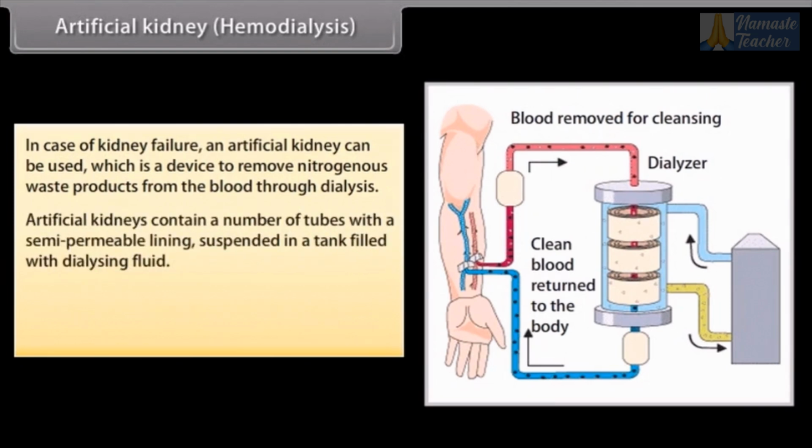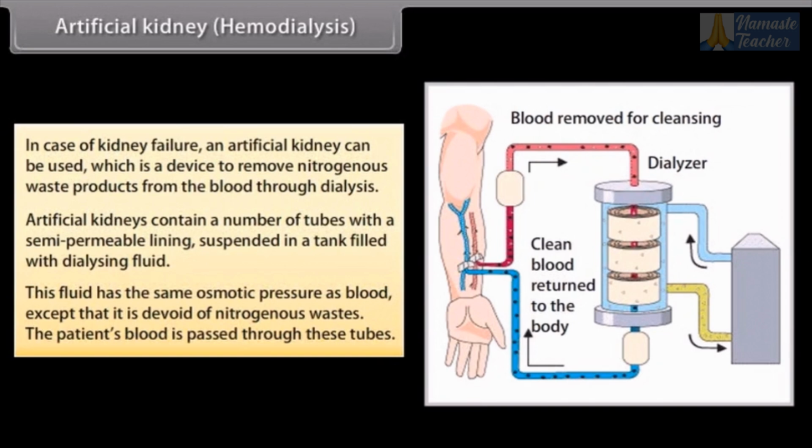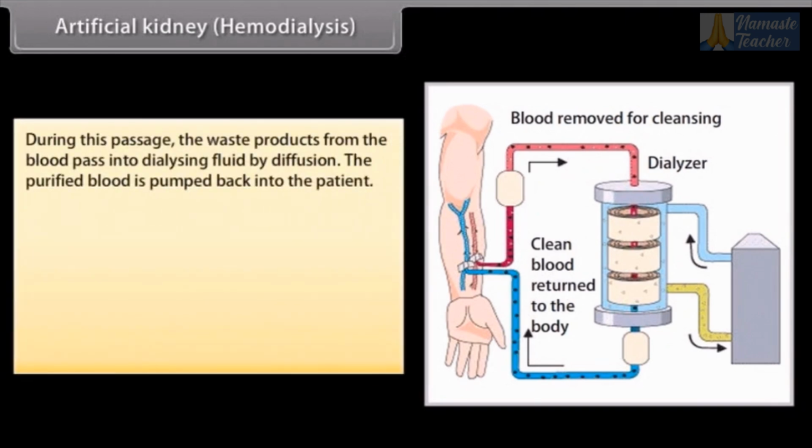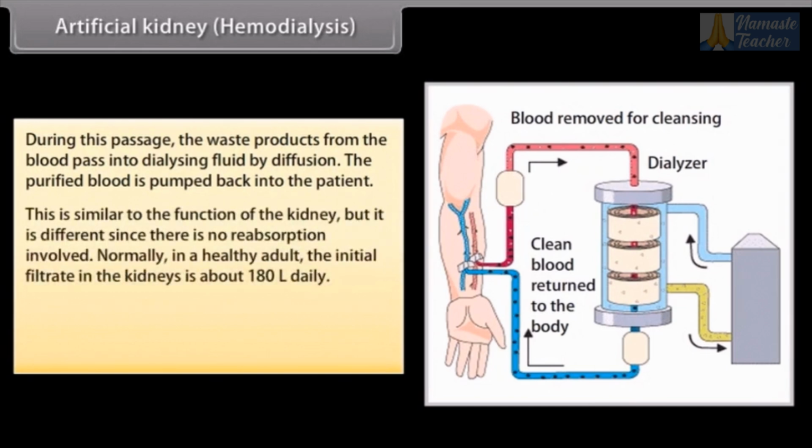Artificial kidneys contain a number of tubes with a semi-permeable lining suspended in a tank filled with dialysing fluid. This fluid has the same osmotic pressure as blood, except that it is devoid of nitrogenous wastes. The patient's blood is passed through these tubes. During this passage, the waste products from the blood pass into the dialysing fluid by diffusion. The purified blood is pumped back into the patient. This is similar to the function of the kidney, but it is different since there is no reabsorption involved.